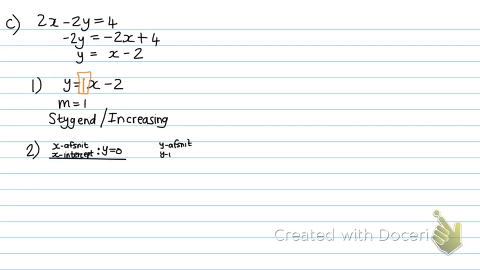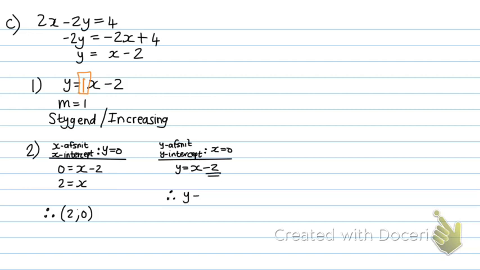For the x-intercept, I let y be equal to 0. So it's 0 is equal to x minus 2. Then I take the 2 over, and x is equal to 2. So the coordinate of the x-intercept is 2, 0. Then for the y-intercept, I let x be equal to 0, or I can just take the standard form and read off the c value. The c value is negative 2. So y is equal to negative 2, and the coordinate of the y-intercept is 0, negative 2.